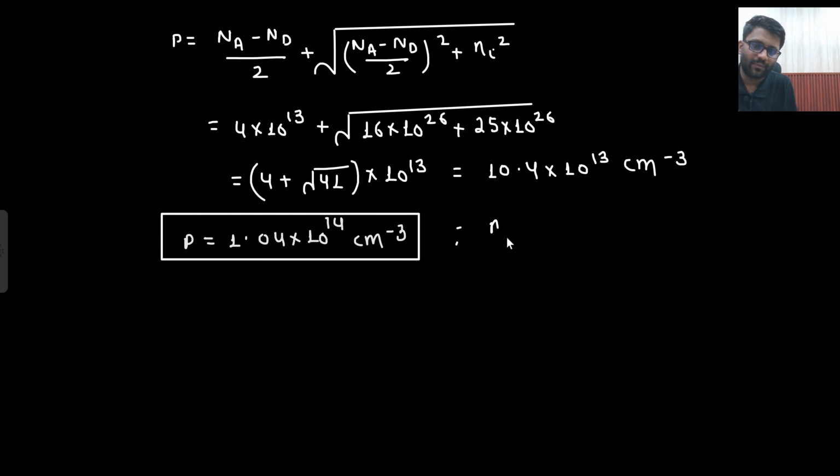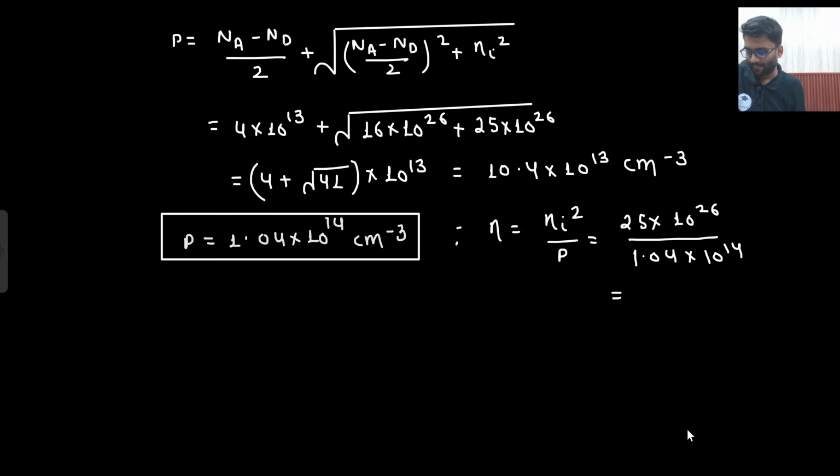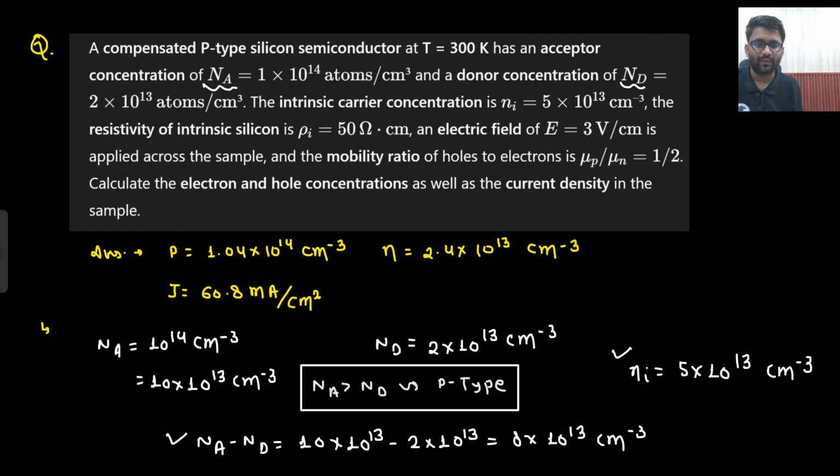And number of electrons will come out to be Ni square by P. So 25 into 10 to the power 26 divided by 1.04 into 10 to the power 14. Reciprocal into 25. So 2.4 into 10 to the power 13, right?